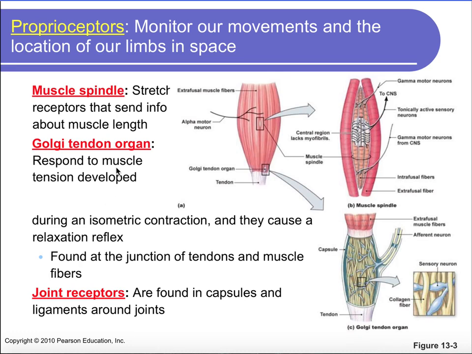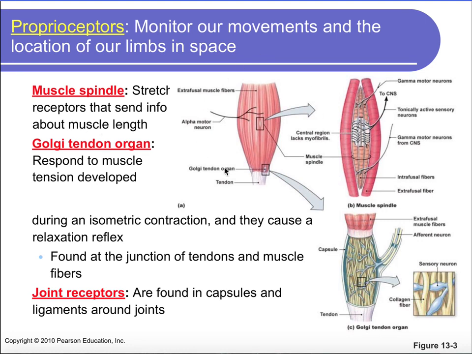Then we have our Golgi tendon organs, which are shown here, and they respond to muscle tension that's developed during isometric contractions, and they tell information again about our body position. The one that I want to really focus on, though, is our muscle spindle. So our muscle spindles are stretch receptors that send information about muscle length.